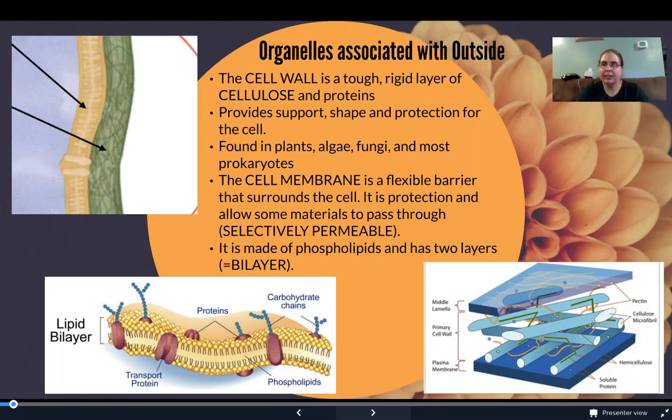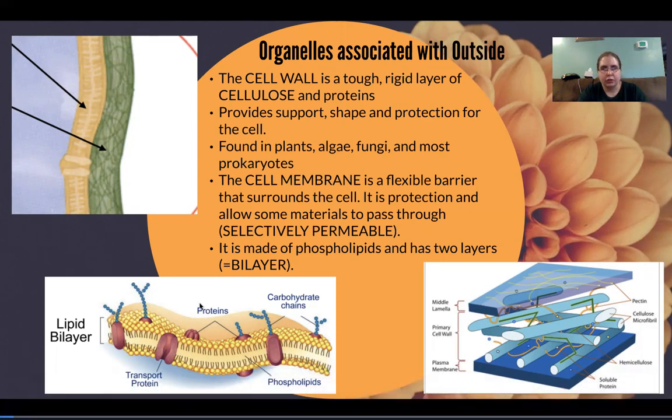The cell membrane is a thin, flexible barrier that completely surrounds the cell as well. Usually, if there is a cell wall, it'll sit right underneath that. It protects the cell and keeps all the good stuff in and all the bad stuff out. It does allow some things to move in and out. That's why we call it a selectively permeable membrane. So it's selectively permeable, meaning only certain things can come in and out.